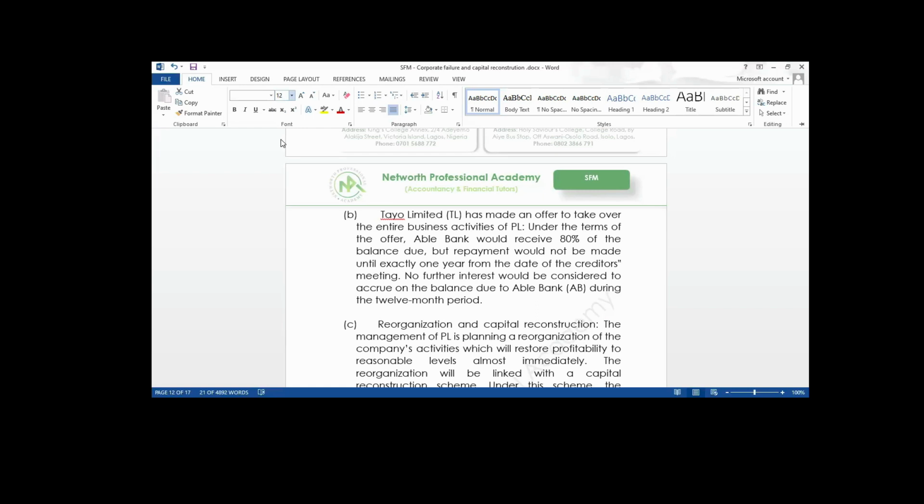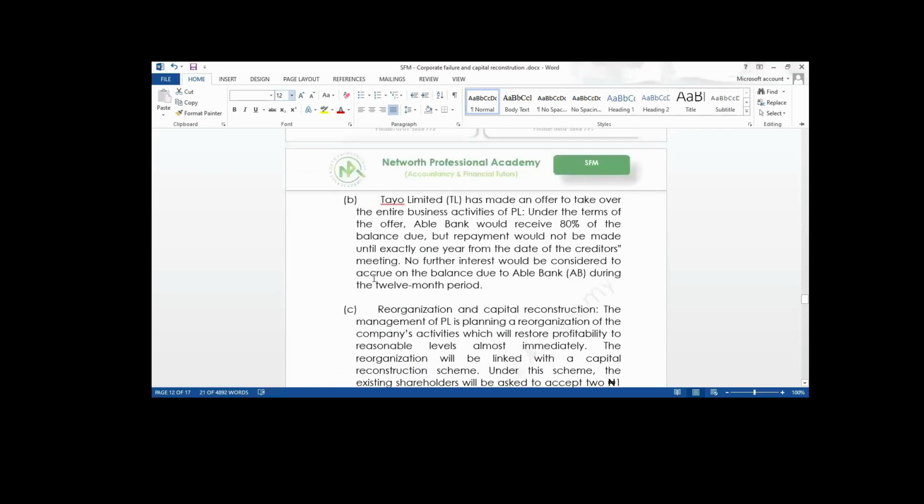But they have to wait for how many years? Look at the question, it's on your screen. Repayment will not be made until exactly 1 year. Able Bank will receive 80% of the balance due, but repayment would not be made until exactly 1 year from the date of the creditors' meeting. That means they will wait for 1 year.